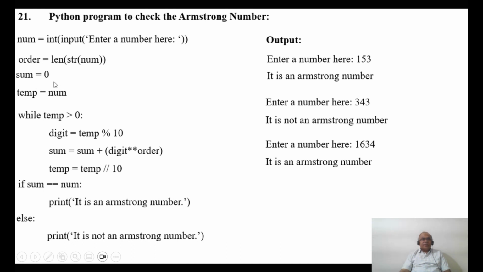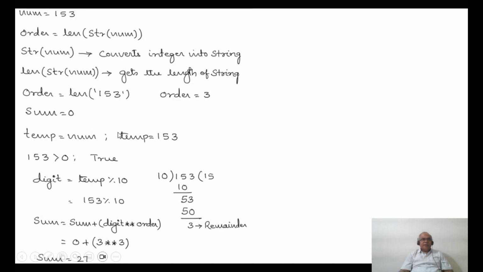Then initialize the value of sum to 0. Then I'm assigning temp is equal to num. I'm taking one more variable there. Why? That is basically because I want to check sum is equal to num. So while temp, what is the value of temp now? Temp is 153, which is greater than 0, so the condition is true. Digit is equal to temp % 10. So what does it mean?